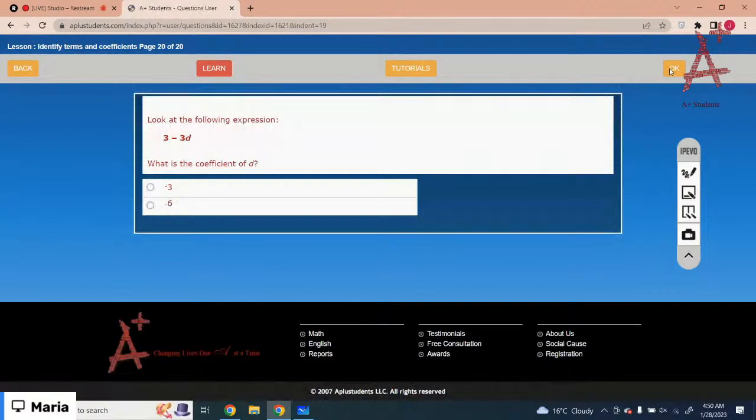Okay, look at the following expression. You have two terms here, 3 and negative 3d. Got it? So the correct option is, okay, no, you have to look at the coefficient of d. So the coefficient of d is negative 3. Got it?